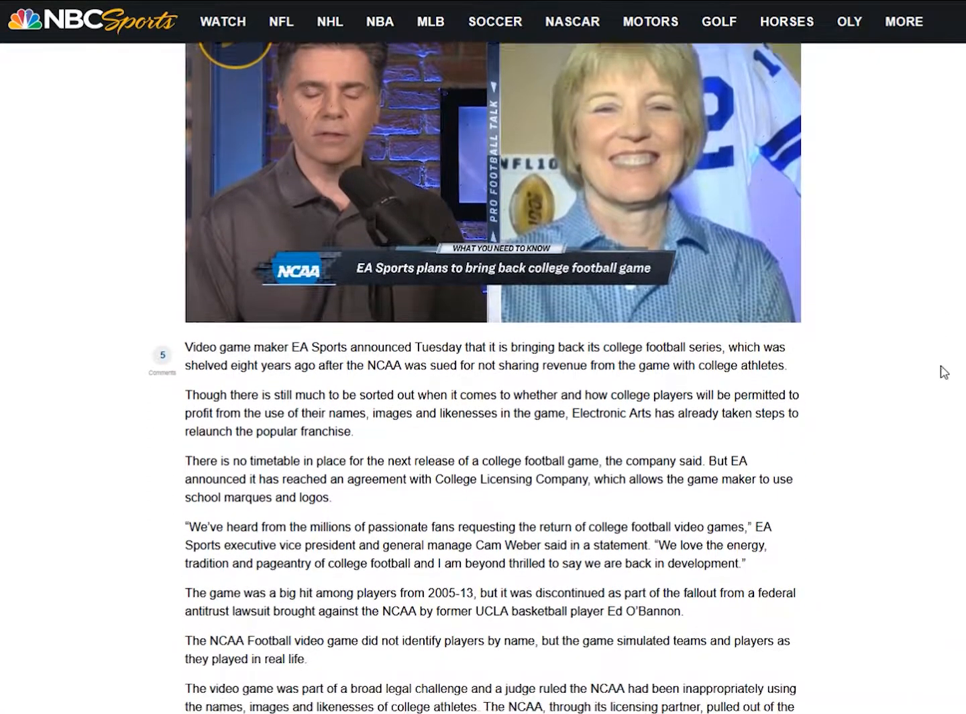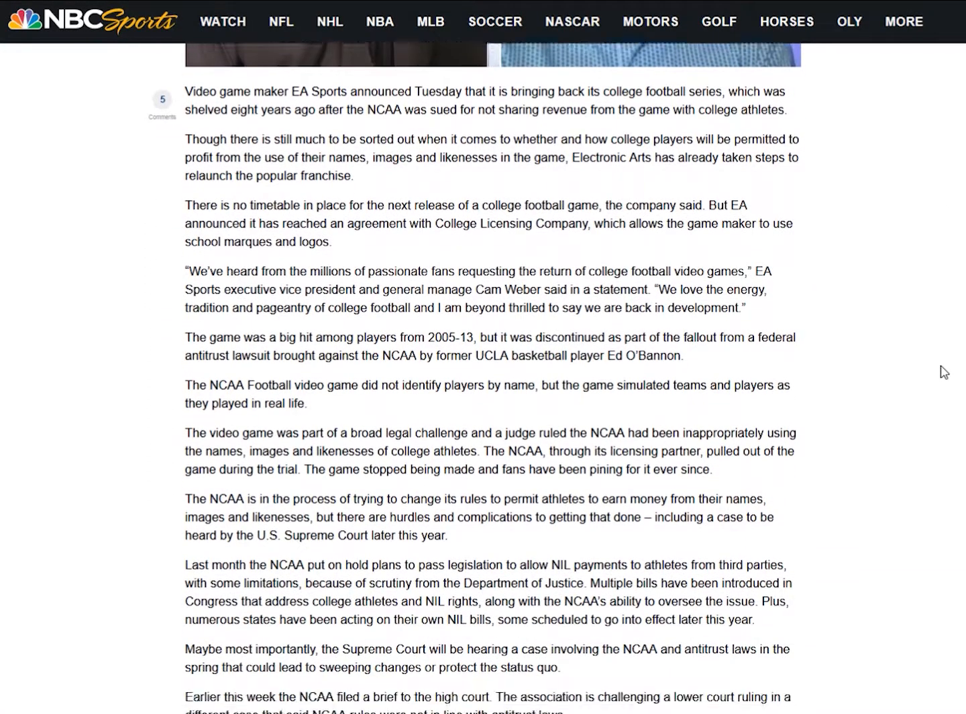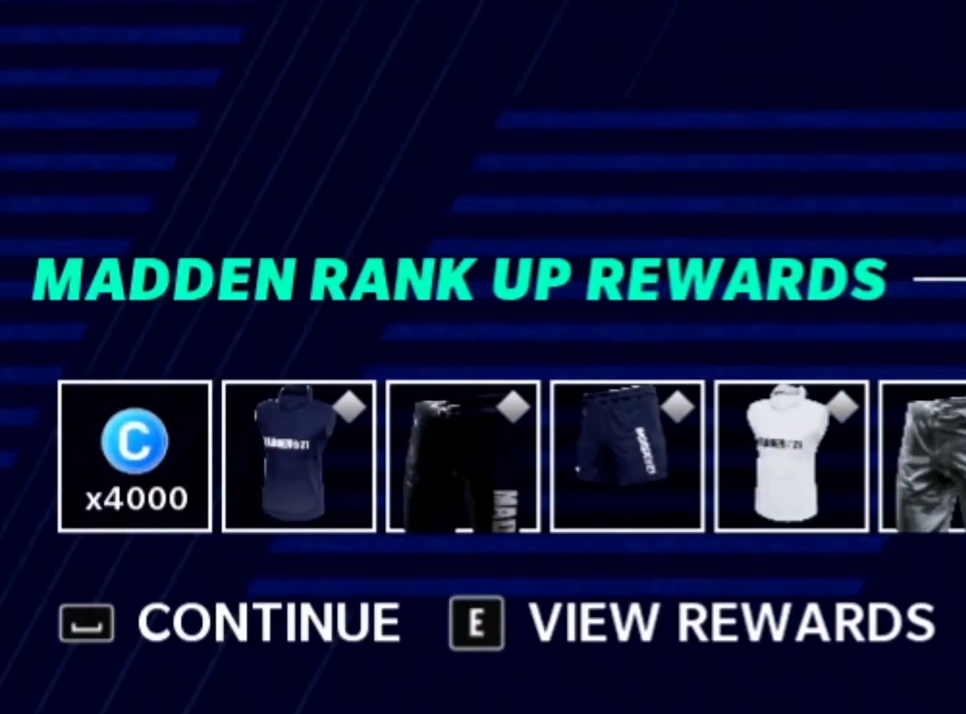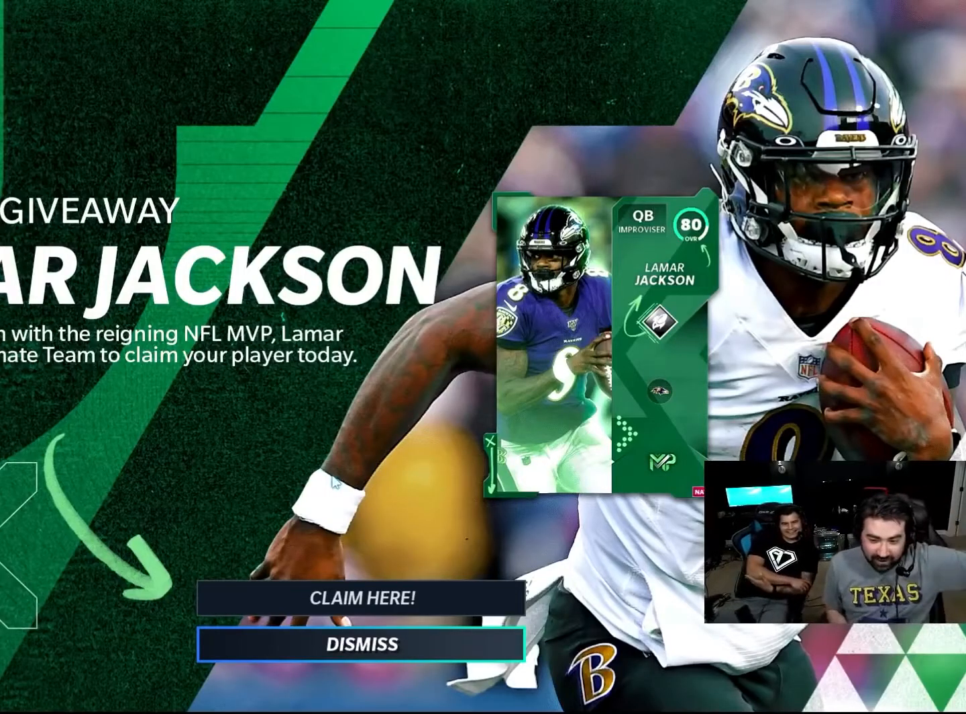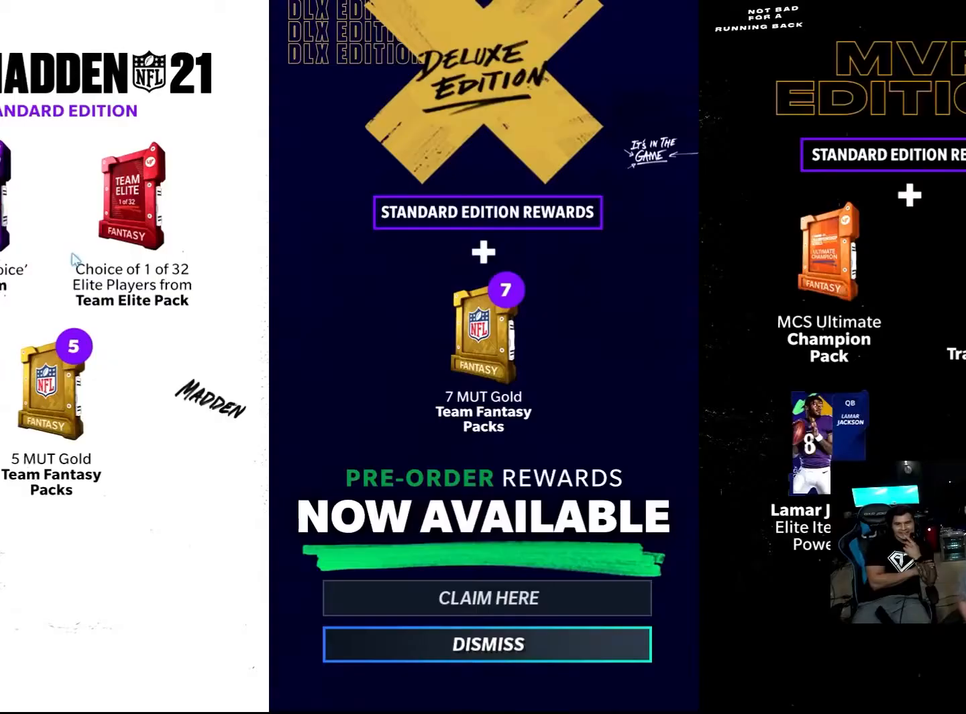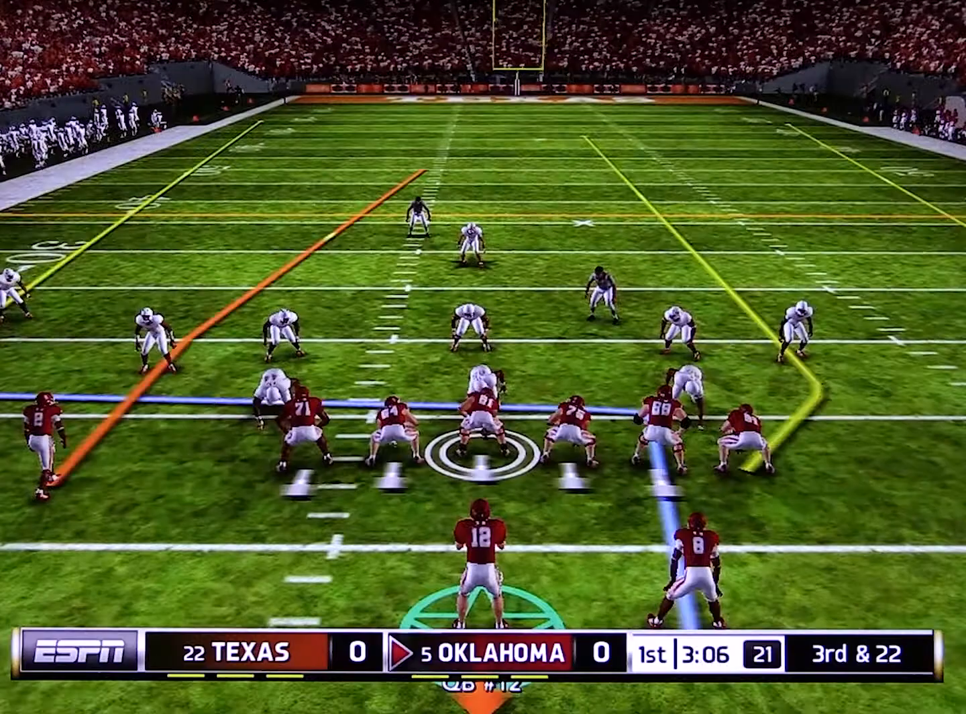Also, EA just announced that they have the rights secured again to get back to NCAA football games, but we all know they will just be wall-to-wall microtransactions, so I would say to just stick with any of the entries on the Xbox 360 or the PS3.